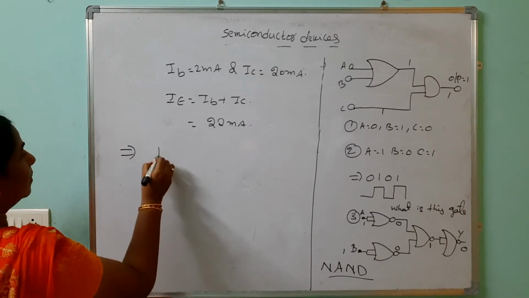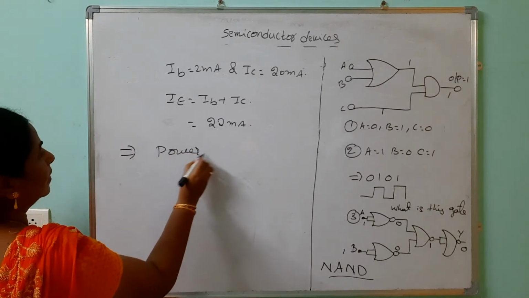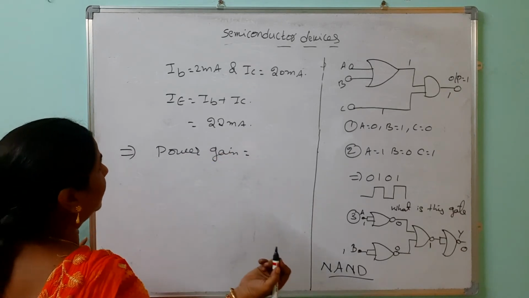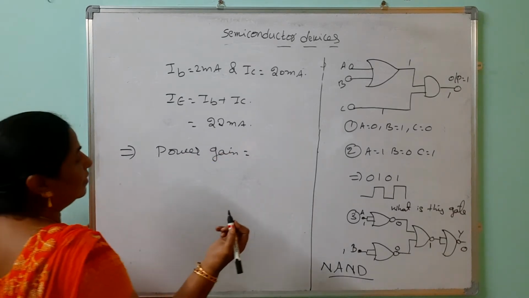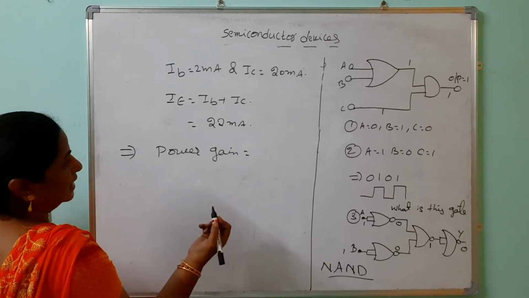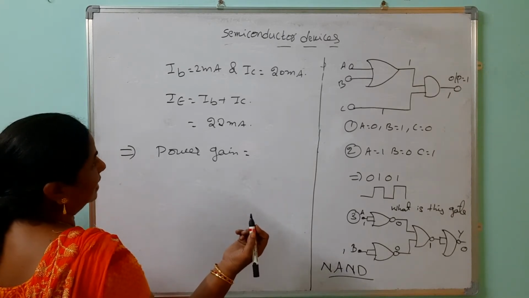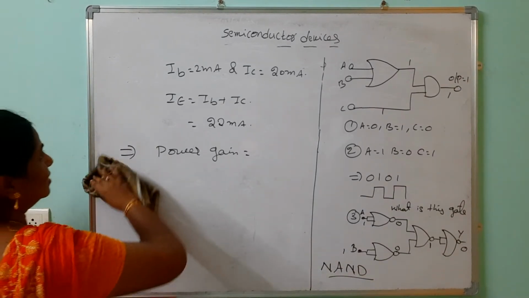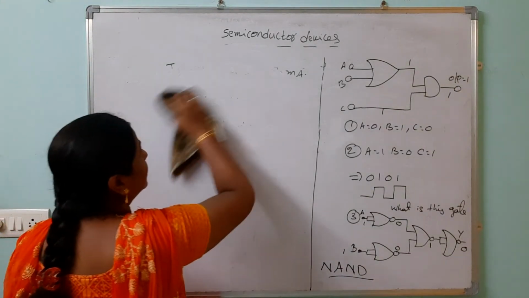Not only this one, power gain. How do we find the power gain? We can take it as V squared by R, the voltage gain squared, based on the resistance. So once you revise those formulas, you can do semiconductor problems.